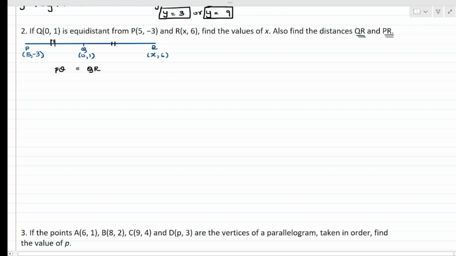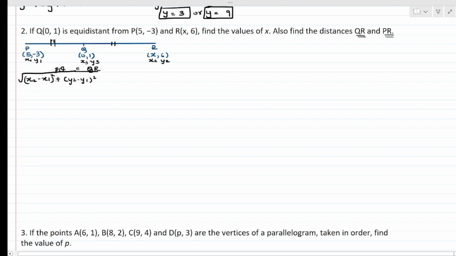So first let's find out the value of x. First write down the details given over here. Applying the distance formula, for PQ you will write x2 minus x1 the whole square plus y2 minus y1 the whole square, under root. After writing the formula, substitute the values. This will be my x1, y1, this will be my x2, y2, and this will be my x3, y3.